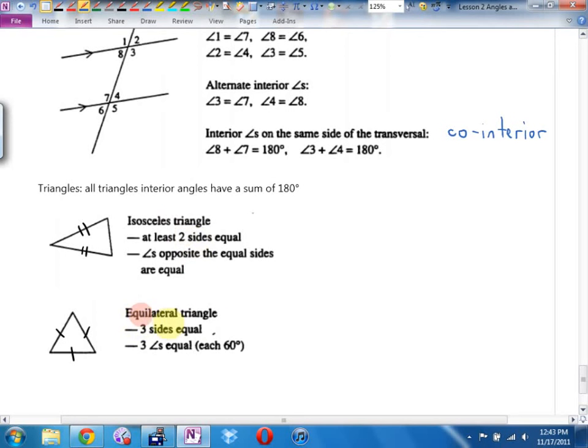If all three angles are equal and they add to 180, what does each angle have to be in an equilateral triangle? It's got to be 60 each. I wrote that there, but it's got to be 60 apiece. Okay? That's a handy reference sheet.